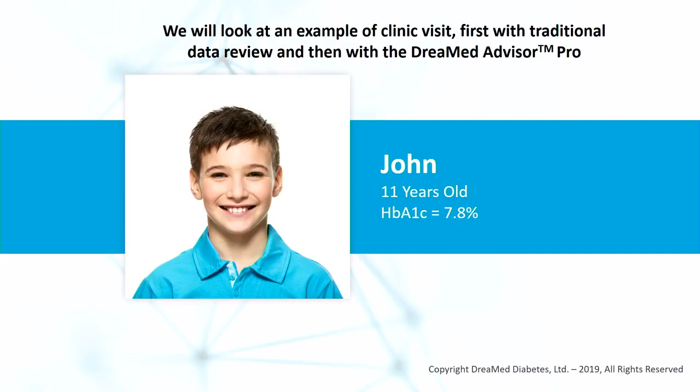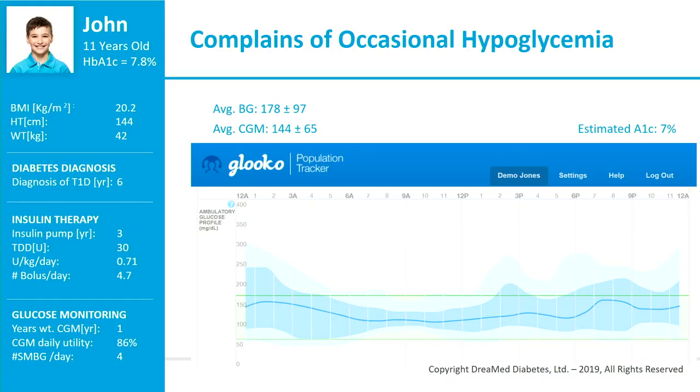So in order to show you how Advisor works, I would like to use John as an example. I'm going to go step by step through how the algorithm works, with the intention to show you that it follows exactly the stages that I just presented to you. Here's John. He's about 11 years old with a hemoglobin A1C of about 7.8, 6 years of diabetes, and about 30 units per day of insulin delivered, and he comes to your clinic with a complaint of occasional hypoglycemia.